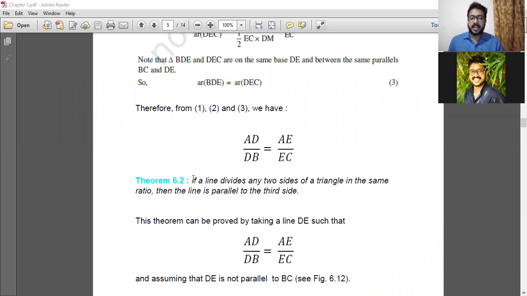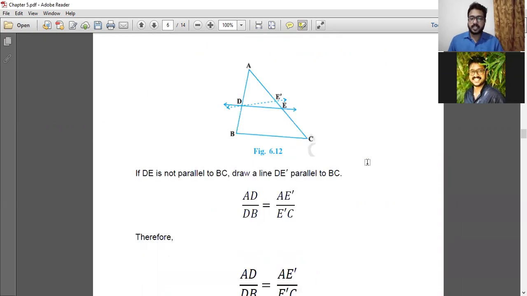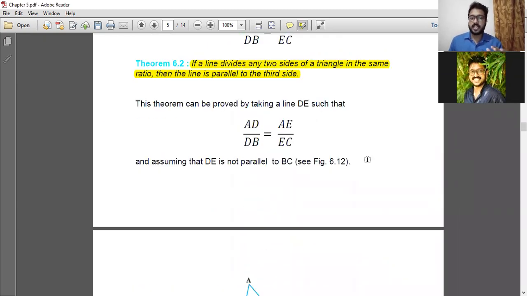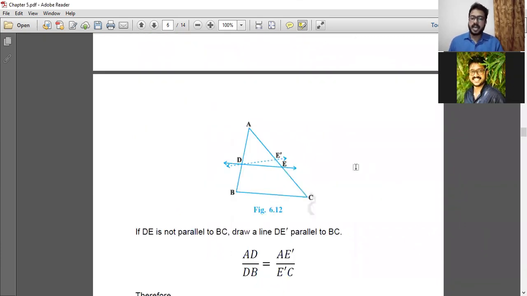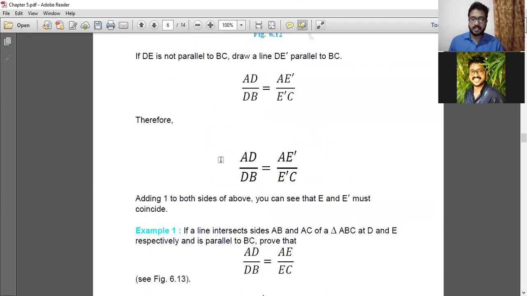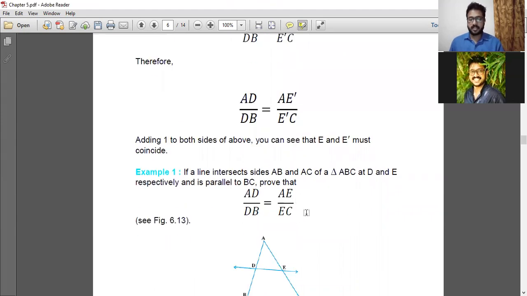See, we have seen if a line divides any two sides of a triangle in the same ratio, then the line is parallel to the third side. We have seen this, and the proof was also seen. And this theorem is actually the converse of theorem 6.1. We have seen all this, and we have done some interesting examples.